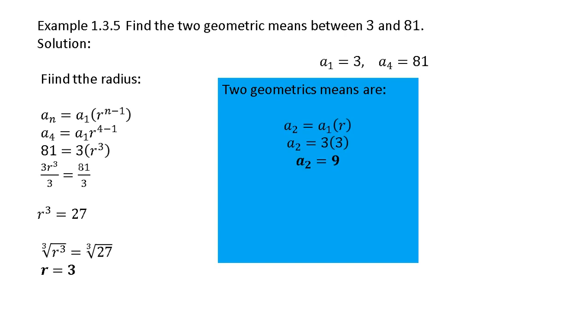Two geometric means. So a sub 2 is equal to a sub 1 times r. So we have a sub 2 equals 3 times 3. So a sub 2 is 9, and then a sub 3. Or you can just have it a sub 3. If you get now the common ratio, just multiply the a sub 1 times the common ratio. Now, 3 times 3 is 9, and then 9 times 3 is 27, and then 27 times 3 is 81. So there.